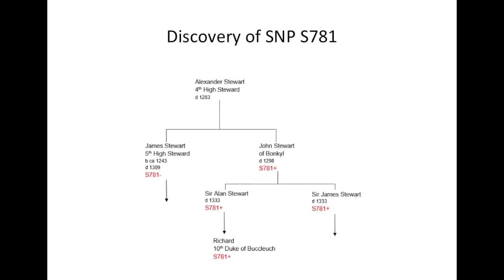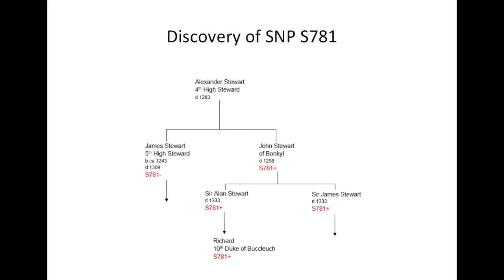I mentioned earlier SNP S781, so I just want to talk a bit more about the discovery of that at the moment. It was early in 2014 that this very important SNP was discovered in the Stewart family. The Stewarts were High Stewards of Scotland and later Kings of Scotland. And this SNP S781 was identified as occurring in one particular named individual, Sir John Stewart of Bonkell here, who died in 1298 at the Battle of Falkirk.